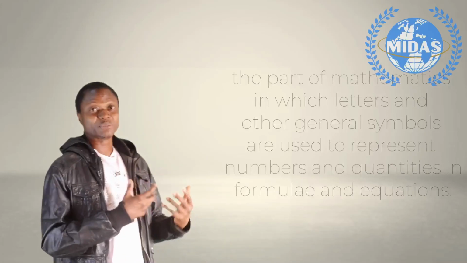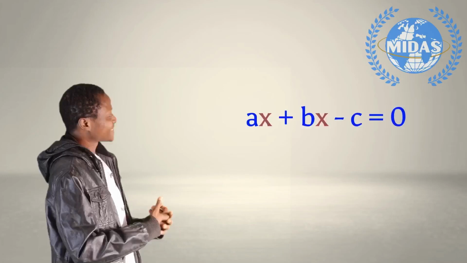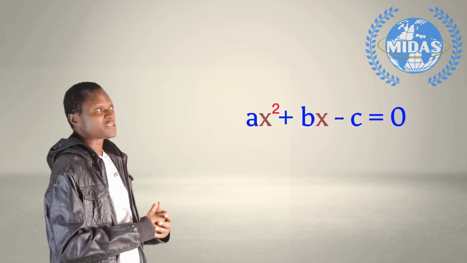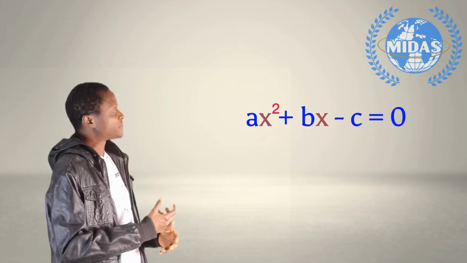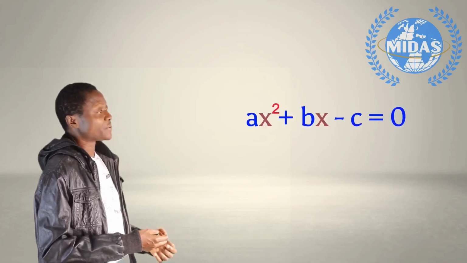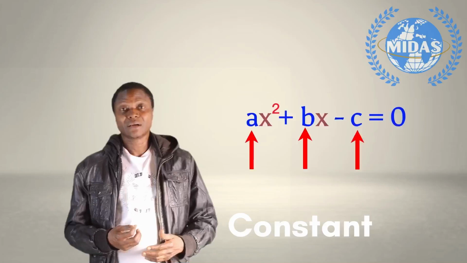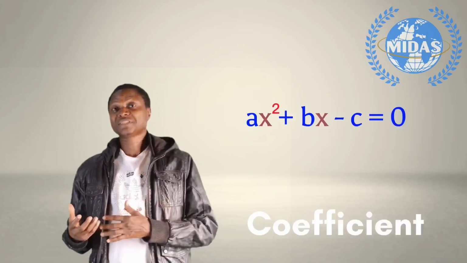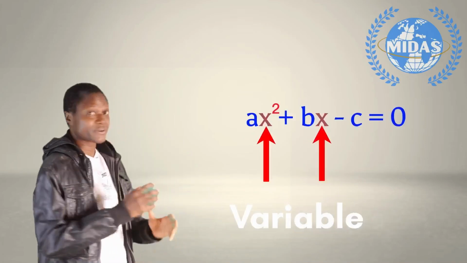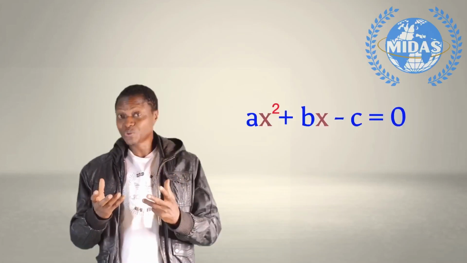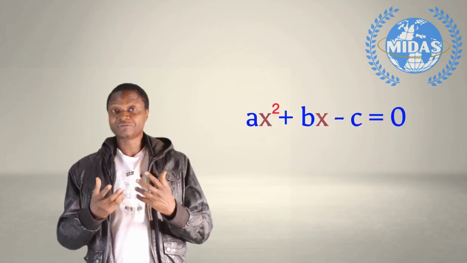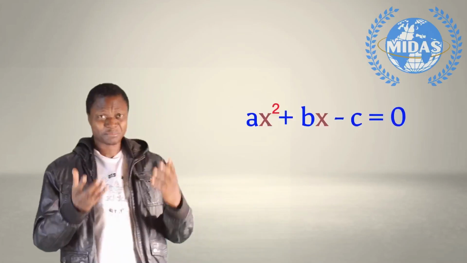Now, this is how algebraic notation is: ax squared plus bx minus c is equal to 0, where the a, b, c are the constants, or in some cases, they are the coefficients. The x is the variable. Now, you can see the English that I'm using now can be a bit confusing. So let me use pidgin to explain it.